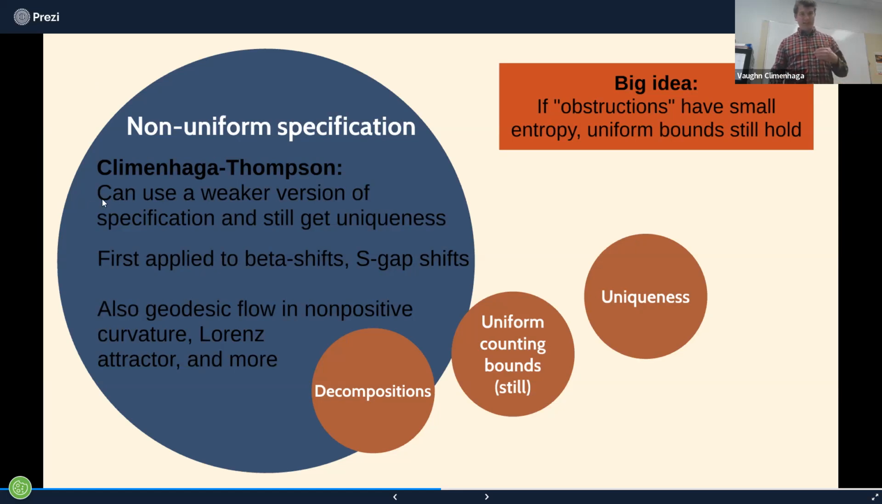And this is what Dan Thompson and I developed. The initial applications were beta shifts and S-gap shifts, but just by way of putting things in a broader context, since I am almost certainly not going to have time to say anything substantial about it, there are applications of the general principles to smooth systems. So things like geodesic flow in non-positive curvature, things like the Lorenz attractor, other examples as well. But I'd like to communicate the big idea behind this extension from uniform to non-uniform.